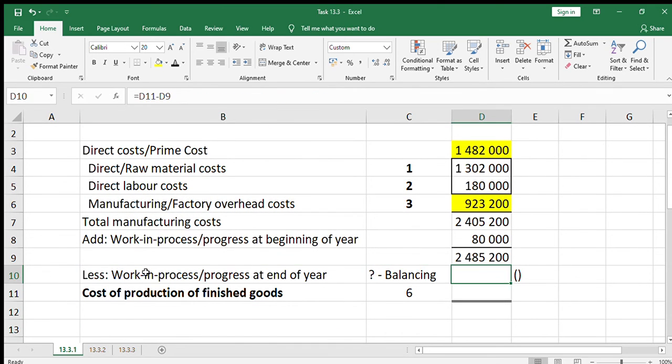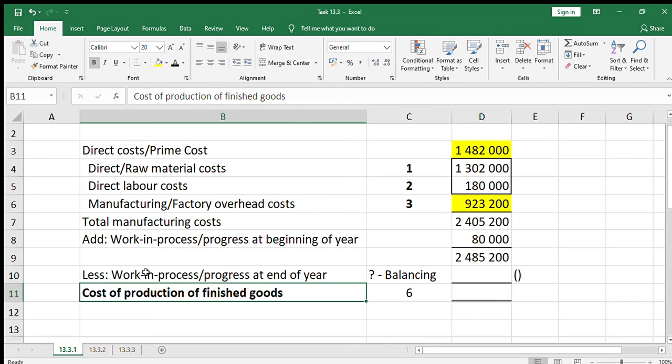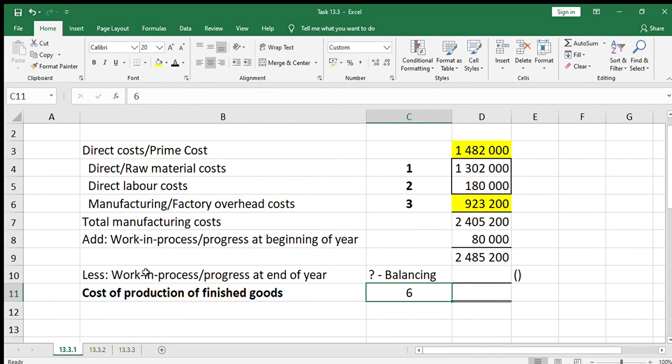Okay, we don't have the work in progress at the end of the year, so we can't calculate this figure. Let's see what else we can calculate here. The cost of production of finished goods, the final answer comes from note 6. So perhaps if we can get that from note 6, then we can place it in here so that we can balance our answer out.